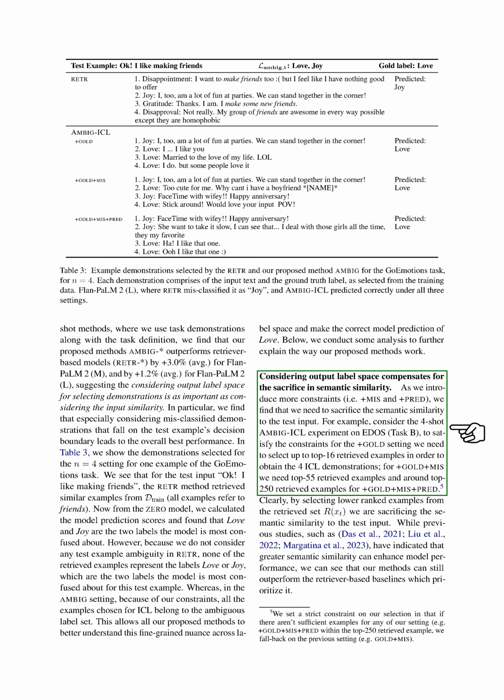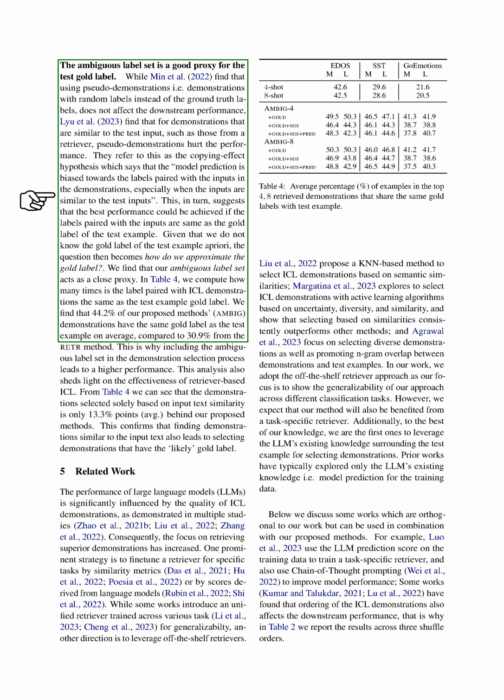Section. The ambiguous label set is a good proxy for the test gold label. We've discovered that a set of ambiguous labels can serve as a reliable stand-in for the actual test labels. While we've found that using pseudo-demonstrations, which are demonstrations with random labels instead of the actual ones, doesn't impact the final performance, we've also noticed that pseudo-demonstrations can negatively affect performance when they're similar to the test input, like those from a retriever. We call this the copying effect hypothesis, which suggests that the model's predictions are influenced by the labels associated with the inputs in the demonstrations, especially when these inputs resemble the test inputs.